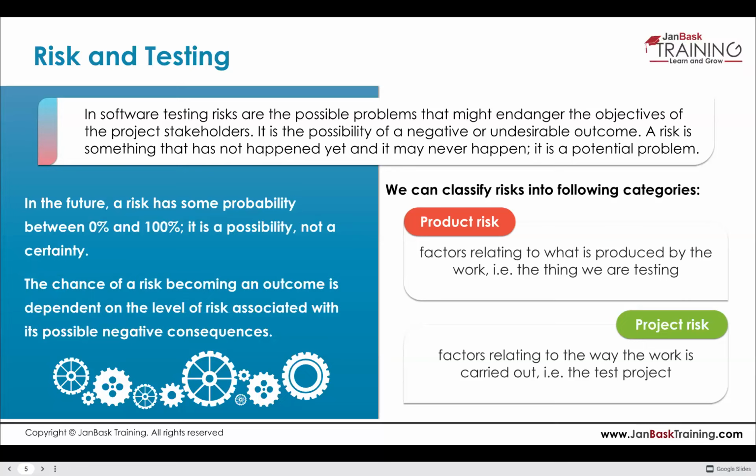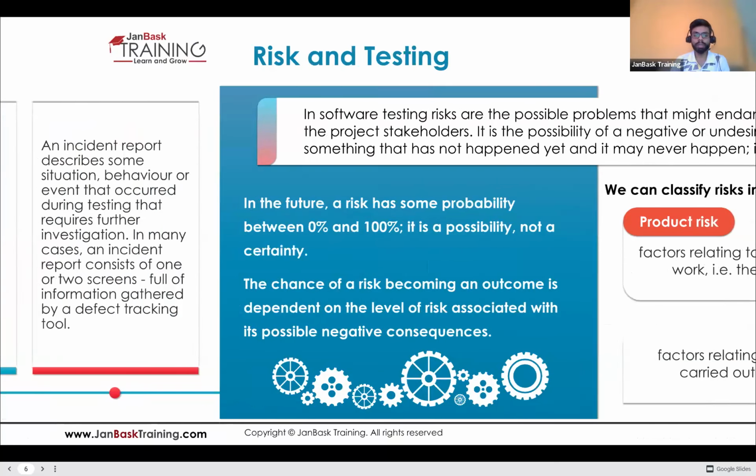Okay, so there could be different categories of risk, like the product risk. Product risk is basically factors relating to what is produced by the work, or the thing that you are testing. And it could be project risk as well, factors relating to the way the work is carried out, or the test project. Those are called project risk. These are normally theoretical aspects, and you won't expect many questions from this side in your interviews.